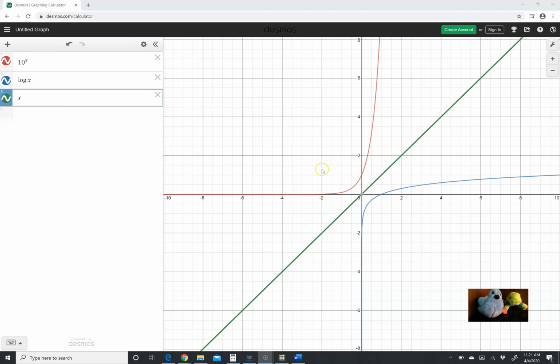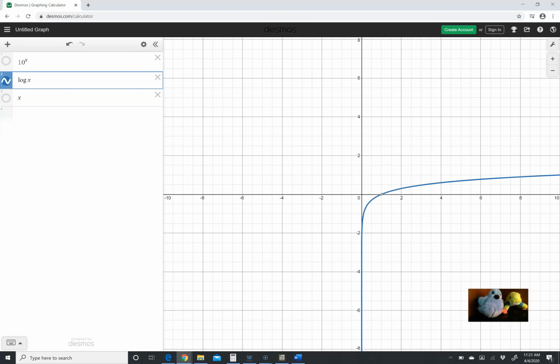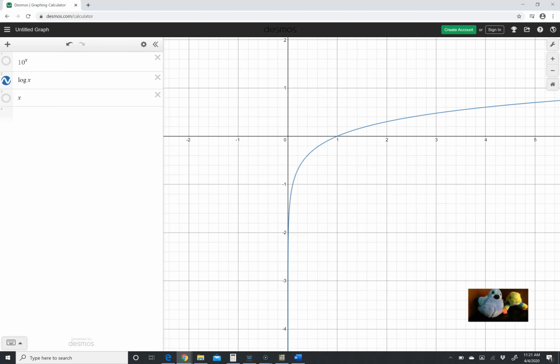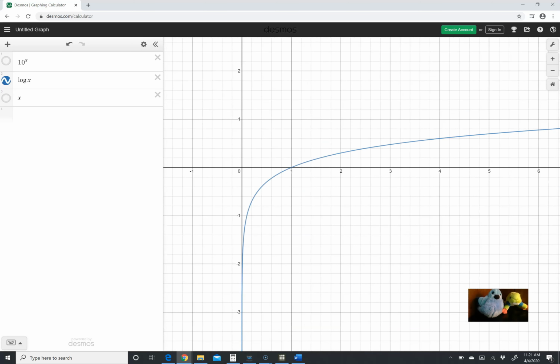This red function is your exponential function. This green line is the line y equals x, and this blue function is your logarithmic function. So you can see it actually is your reflection in the line y equals x. And if you just want to see the logarithmic function and none of these other ones, this is what it looks like. So it looks very much like the exponential.